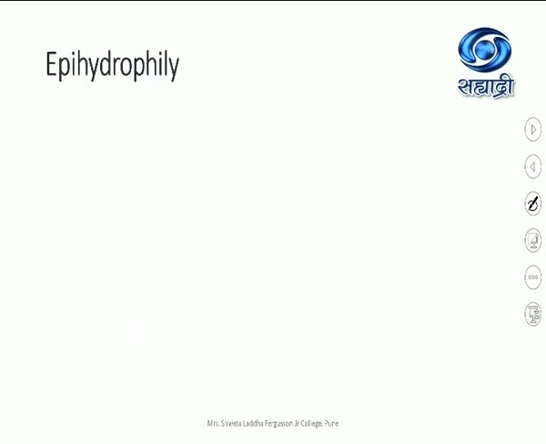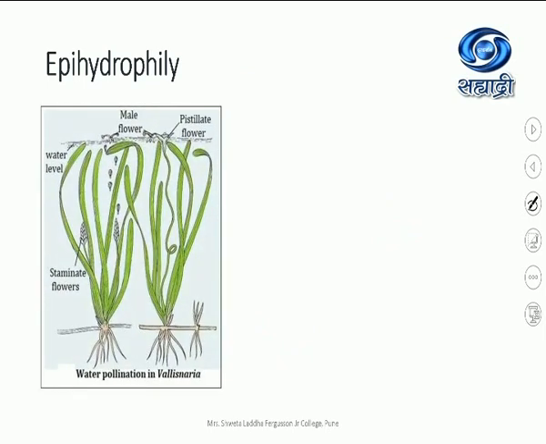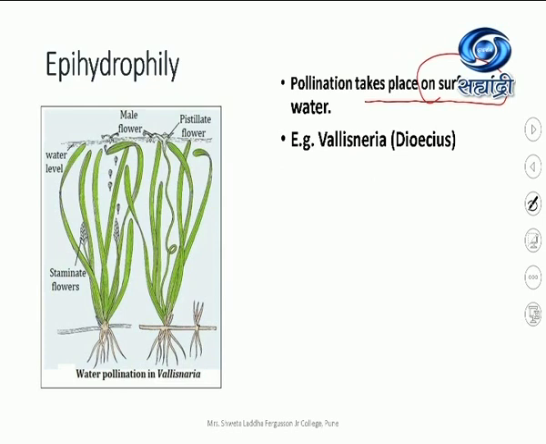First, let us discuss epihydrophily. You can see this water pollination in Vallisneria. Pollination takes place on the surface of water. This is important. Where is the pollination taking place? On the surface of water. Therefore, it is called epihydrophily. Example, Vallisneria. It is a dioecious plant.